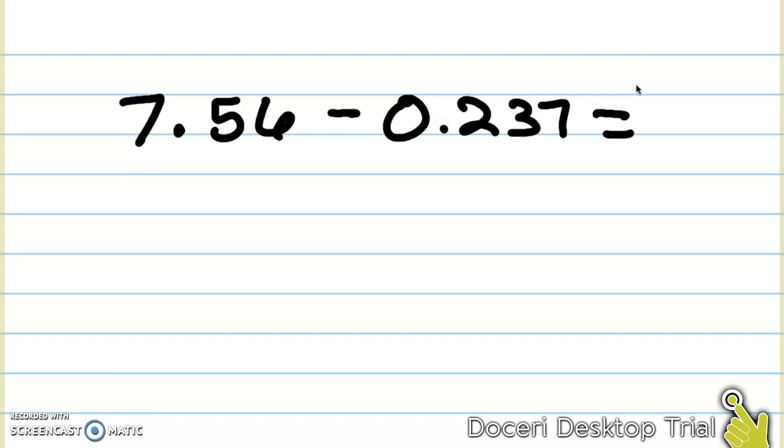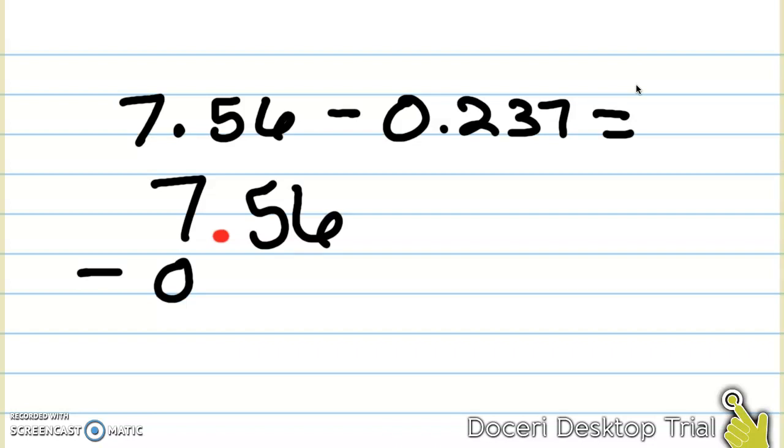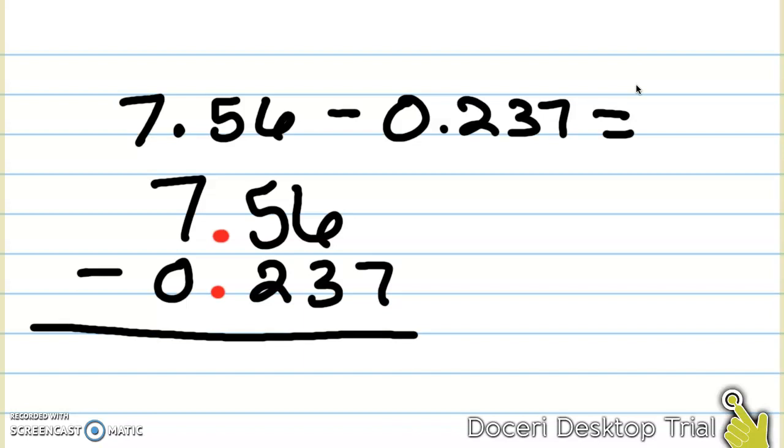Let's see how you do. So 7 and 56 hundredths, take away 0 and 237 thousandths. Notice how I always line up that decimal. Here we are again. I have to annex that 0 to solve this problem. So let me annex that 0 in there. Notice when we annex a 0 in our top number, we always have to borrow, right? Because we can't take anything away from 0.